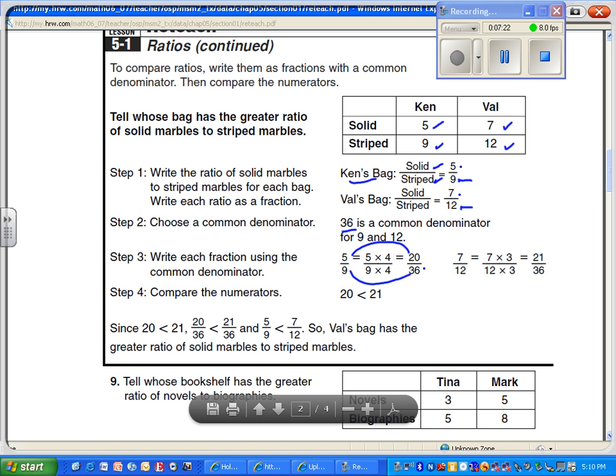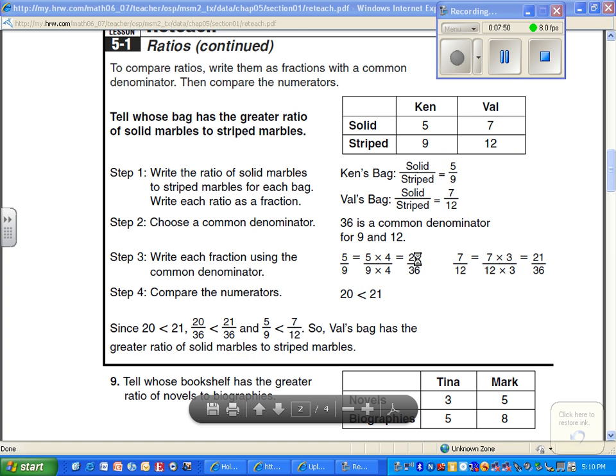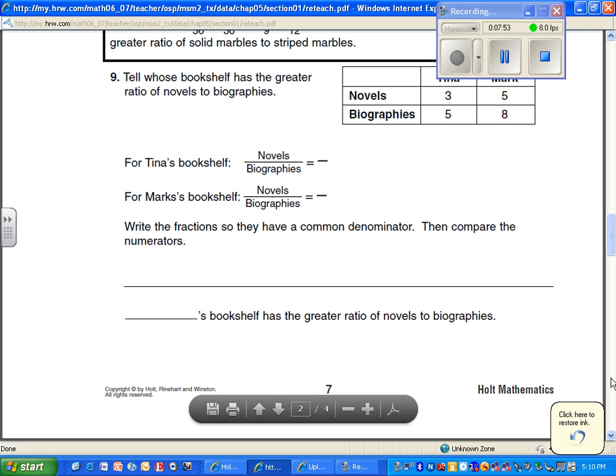So we ended up with 20 over 36, and that is Ken. And then we ended up with 21 over 36 for Val. So now we just compare the numerators, and it looks like Ken has got less than Val. So Val's bag has the greater ratio of solid to striped marbles. All right, so now that we've walked through that example, let's fill in some of the blanks down below.